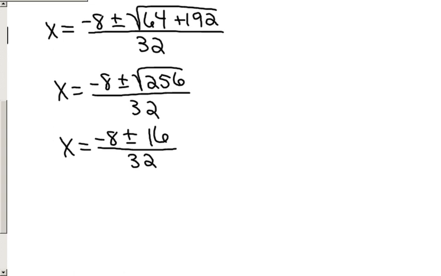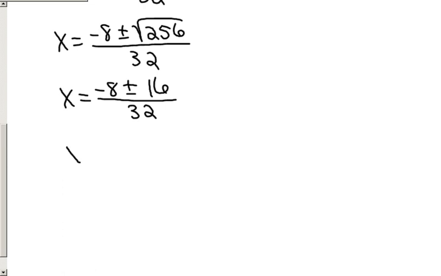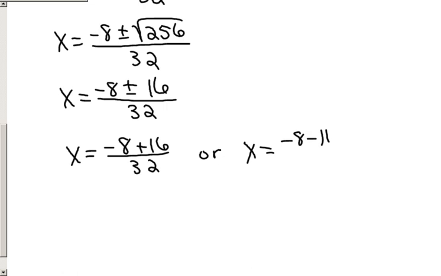I'm going to break this up into two different equations so I can solve them separately. This means I have x equals negative 8 plus 16 all over 32. Or my solution could be x equals negative 8 minus 16 all over 32.